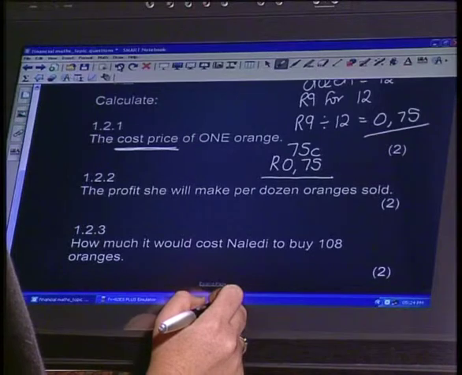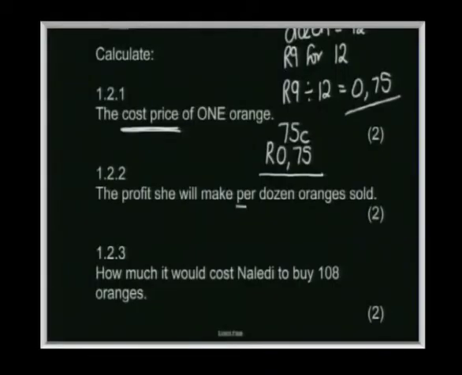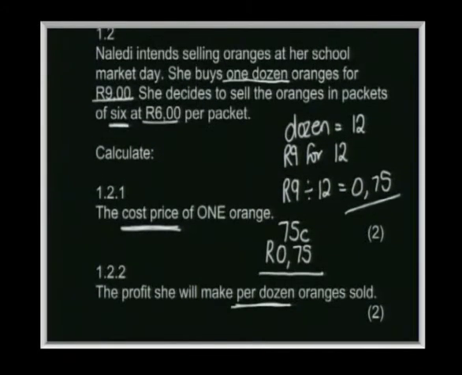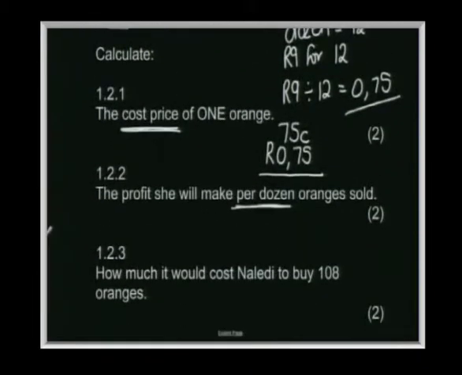Now we're going to go on to question 1.2.2: the profit that she will make per dozen oranges sold. We know that she bought them for 75 cents each, and now we need to find out how much she sold them for. So let's go back to our question to see what it says. She decides to sell the oranges in packets of 6 at 6 Rand per packet. So in order for us to get 12, which is a dozen, she needs to have 2 packets.